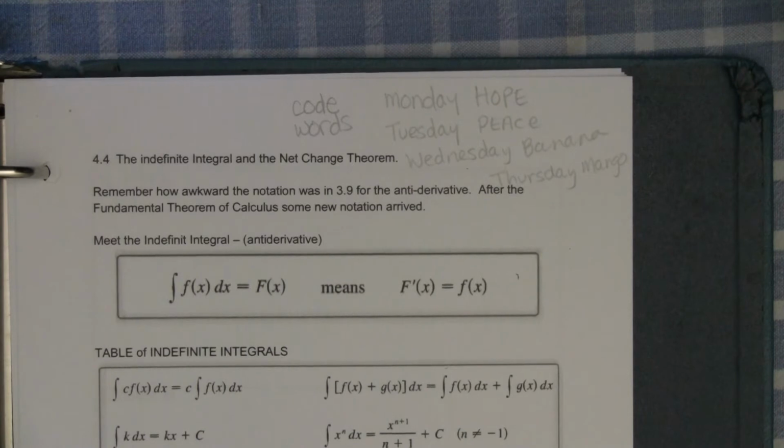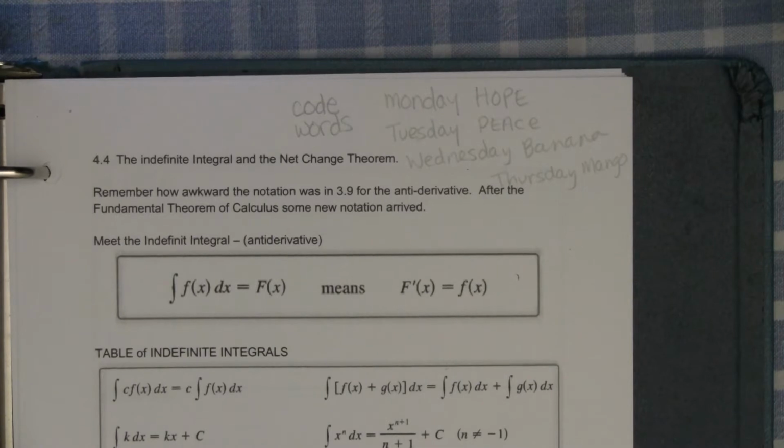Today we're looking at 4.4, the indefinite integral and the net change theorem. I don't know if you remember when you were finding antiderivatives in 3.9, but the notation is a little bit awkward, I thought anyway, and now they're going to give you some nice notation for finding the antiderivative, and this new notation comes from the fundamental theorem of calculus.